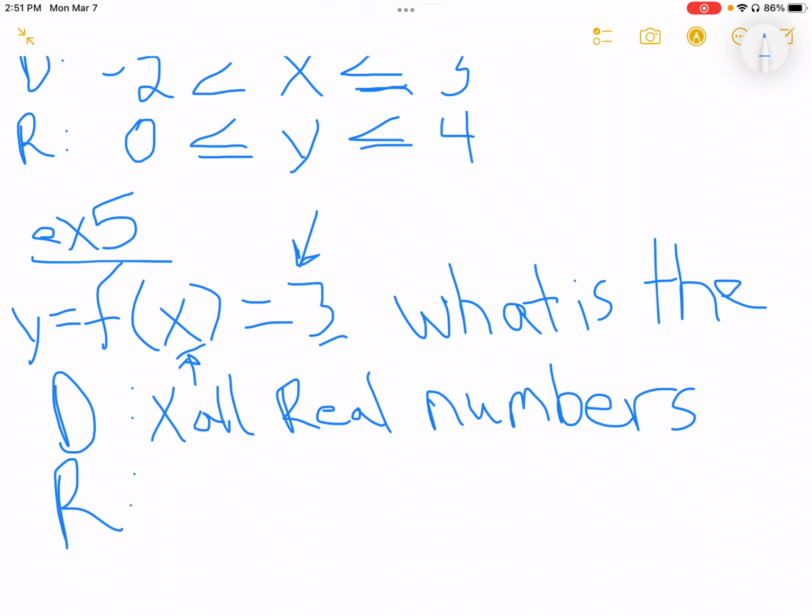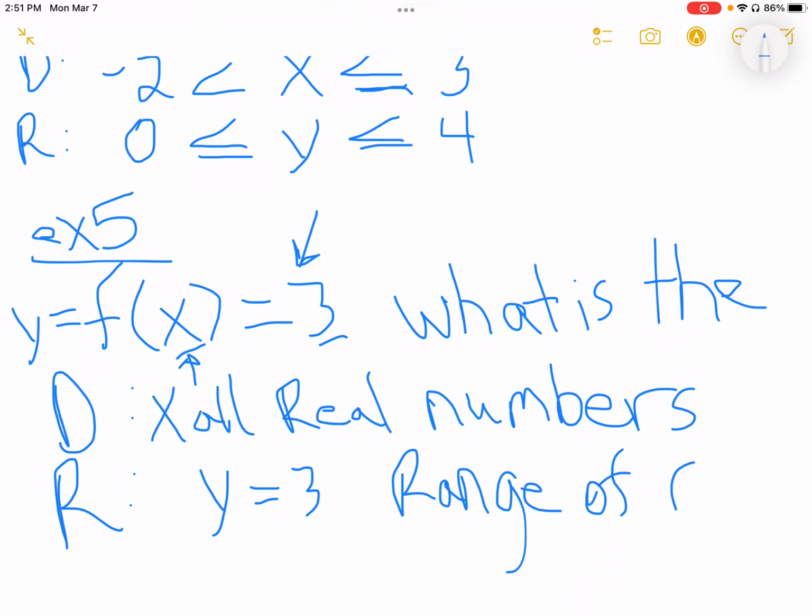So our range here, we could say that y is 3 if we wanted to, or you just say, as the book said, range of f equals 3. Okay, that makes sense, right? Because if I change the x value to be anything, whether it's a million, billion, or negative a million or billion, it doesn't change the outcome here.